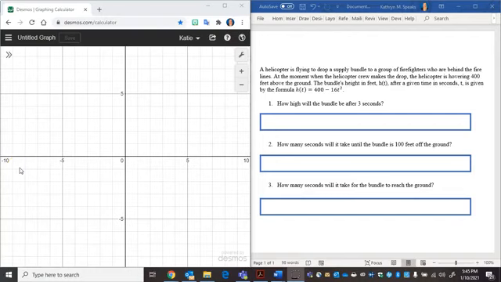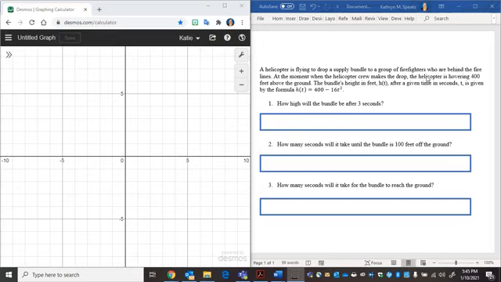All right, this is video 4D. We're going to look at some real-world examples of quadratic problems. So here we have some information about a helicopter. It is flying to drop a supply to or behind the fire lines. At the moment when the helicopter makes the drop, it is 400 feet above the ground.